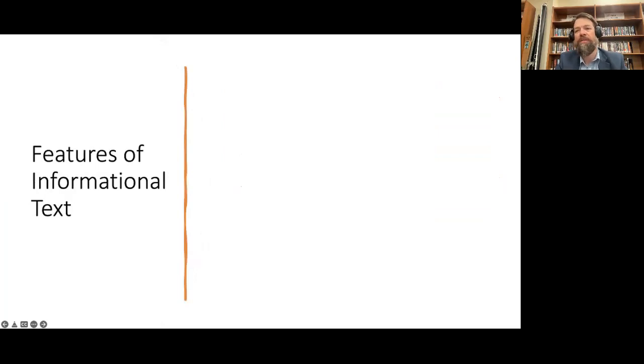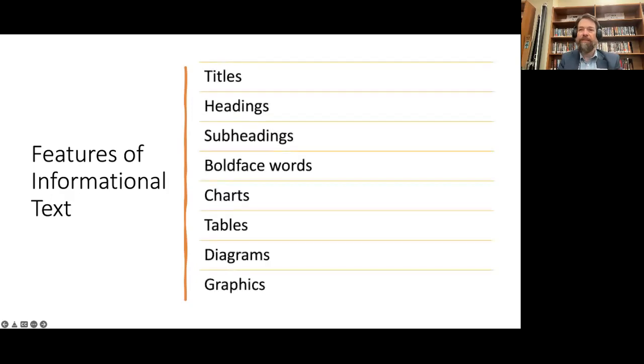Now, let's look at the features of informational text to help us identify how it's organized. So when previewing informational text, we should look for the following features: titles, headings, subheadings, boldface words, charts, tables, diagrams, and graphics. And many modern online articles or reading passages will also include photographs and videos as well.